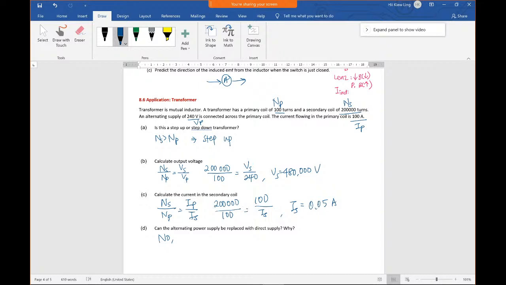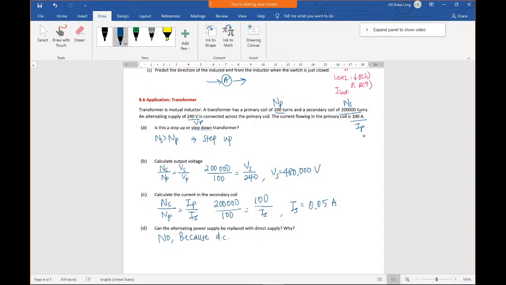So that's why physically, whether it is feasible or not, or economic or not, it is actually not. Yeah, so for this one, we won't be replacing the alternating power supply with direct current. Why? Because you get the right point, huh?